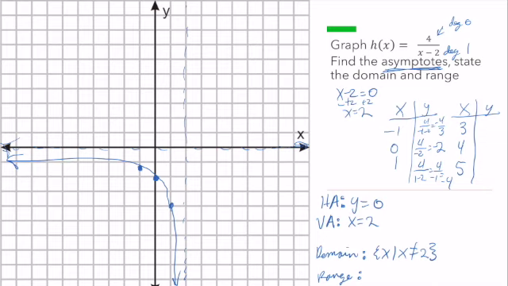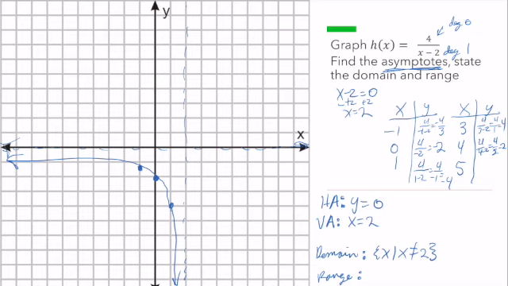Next, I'm going to look at when x is 3. I have 4 over 3 minus 2. That's 4 over 1, which is 4. I have 4 over 4 minus 2. That's 4 divided by 2, which is 2.